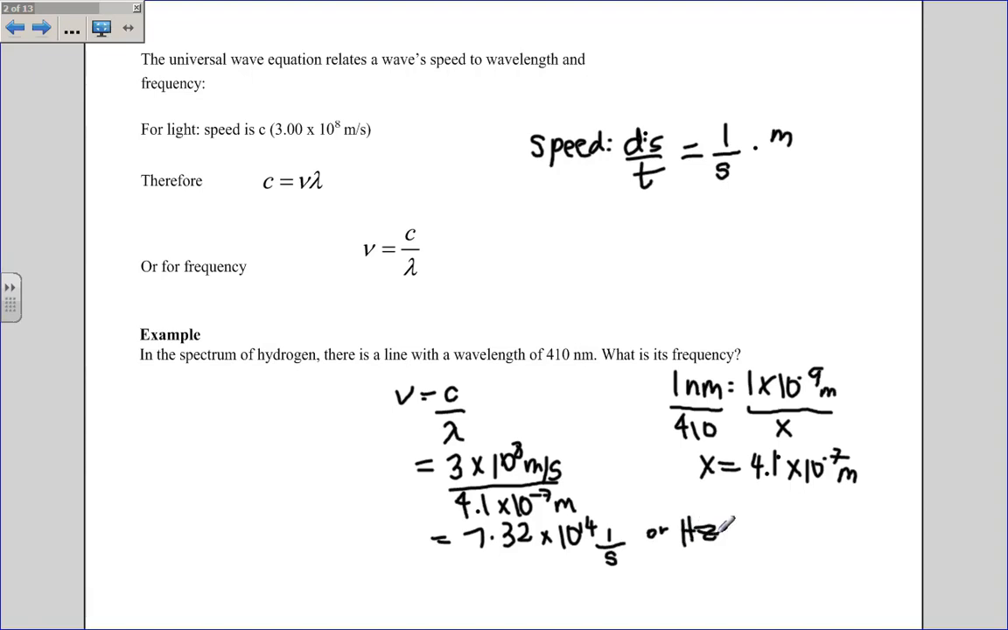It's just really important if you are using hertz that you do understand that it is the unit of 1 over seconds, or cycles per second. So if we have light with a wavelength of 410 nanometers, its equivalent frequency is 7.32 times 10 to the 14. And that should give you an idea of how quickly these waves really are moving. That's a lot of cycles per second.